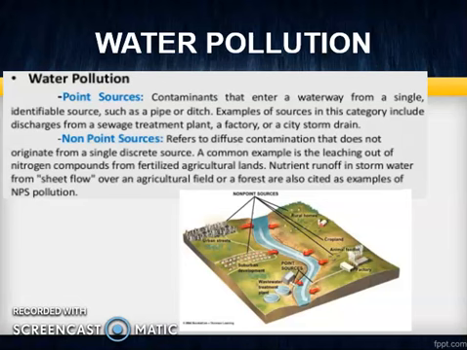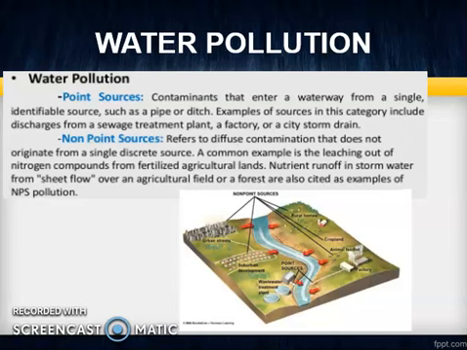This video is the second part of our lecture entitled water pollution. This water pollution is under chapter number 5 in our course. Based on this slide, we want to discuss the sources that can cause water pollution. Based on this slide, what are the two types of sources that can cause water pollution?